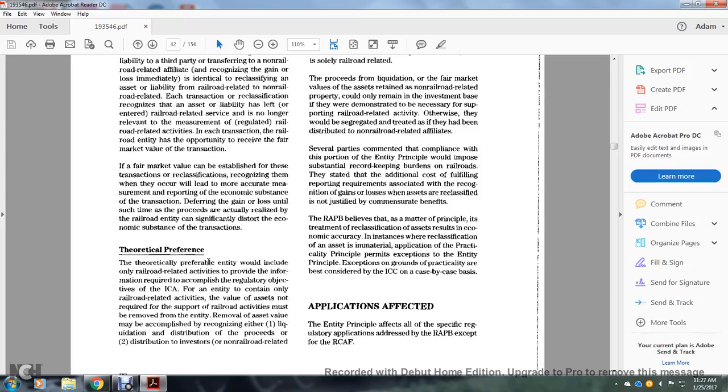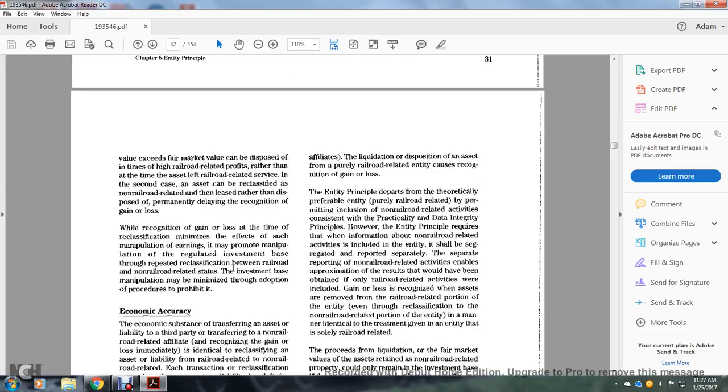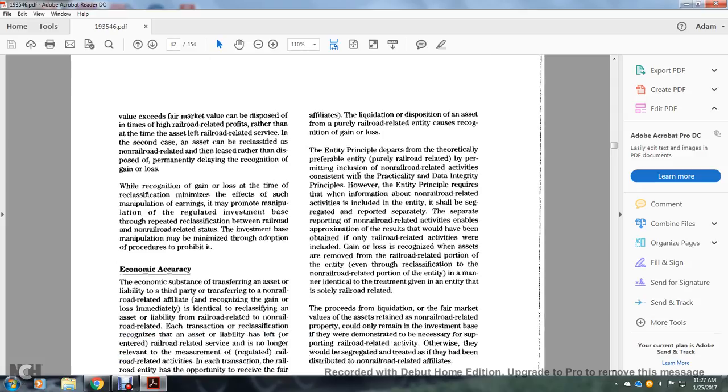Alright, theoretical preference. Theoretically, the preferable entity would include only railroad activities, provided with the information required to accomplish the regulatory objective of the Interstate Commerce Act for entities containing railroad-related activity. The value of the asset related to more than the railroad activity must be reviewed by the entity. Remove the asset value and recognize: 1. The liquidation distribution of the proceeds. 2. The distribution to the investors and non-related affiliates. The liquidation of the disposition of the asset of the purely railroad-related entity results in the recognition of the gain or loss.